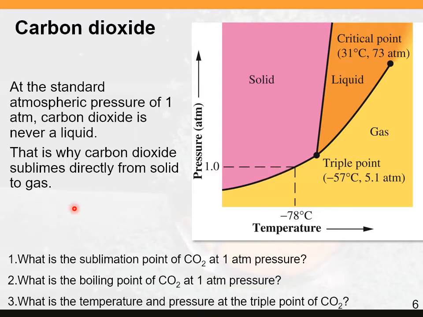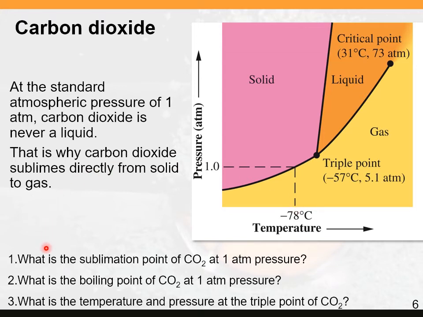So let's answer several questions about this phase diagram. What is the sublimation point of carbon dioxide at 1 atmosphere pressure? The temperature at which the substance turns from a solid to a gas. At 1 atmosphere pressure, that transition happens at negative 78 degrees Celsius. So the sublimation point is negative 78 degrees Celsius.